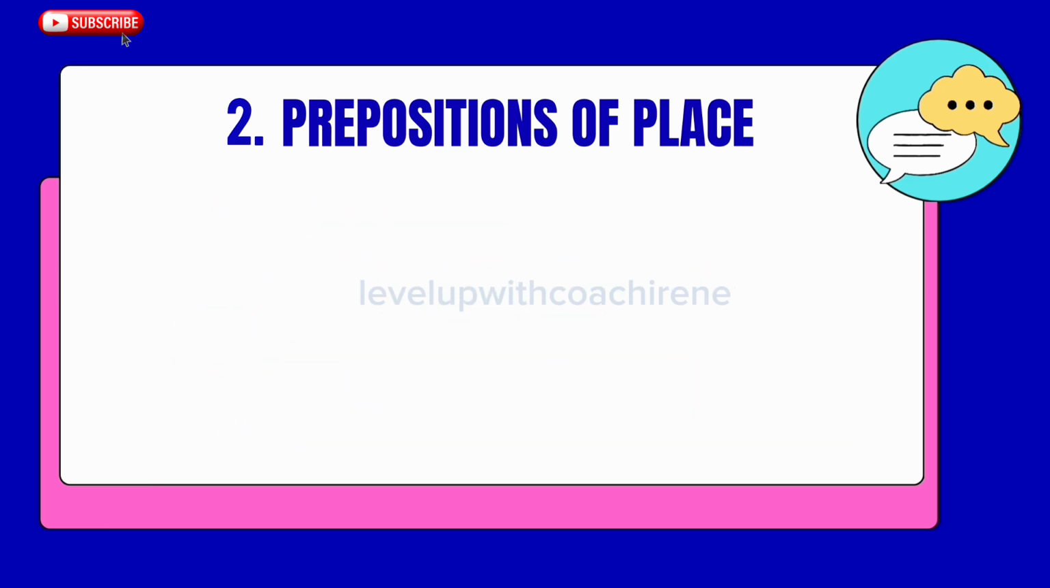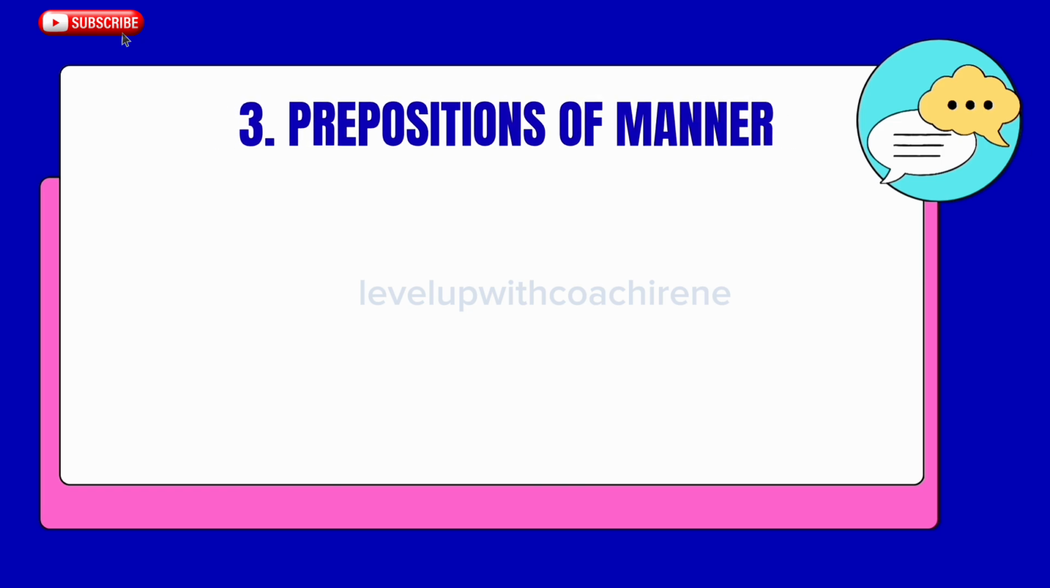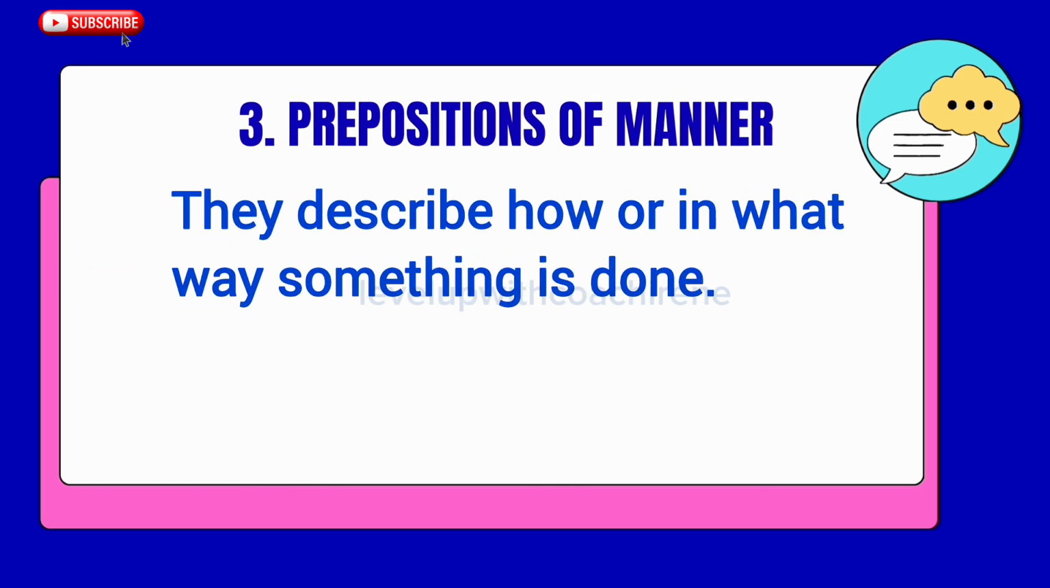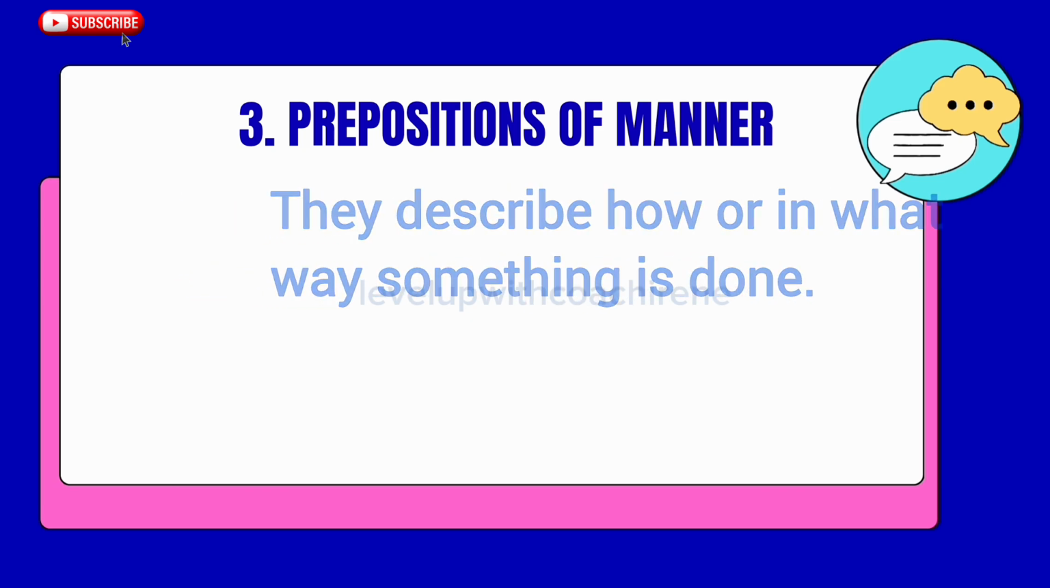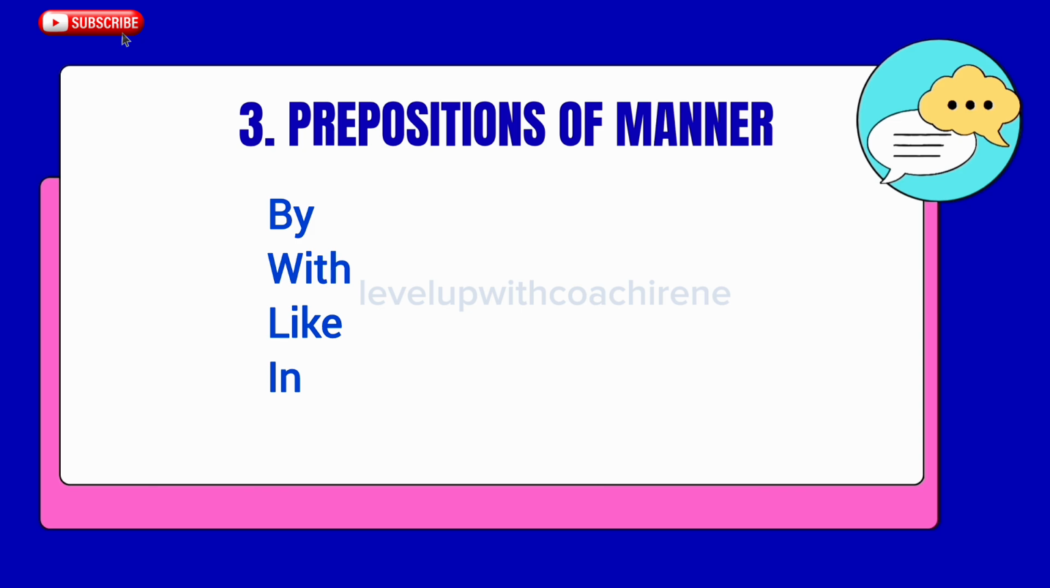Number 3, prepositions of manner. They describe how or in what way something is done. They indicate the method, means, or manner in which an action is carried out. They include by, with, like, in, without, through, as, via.